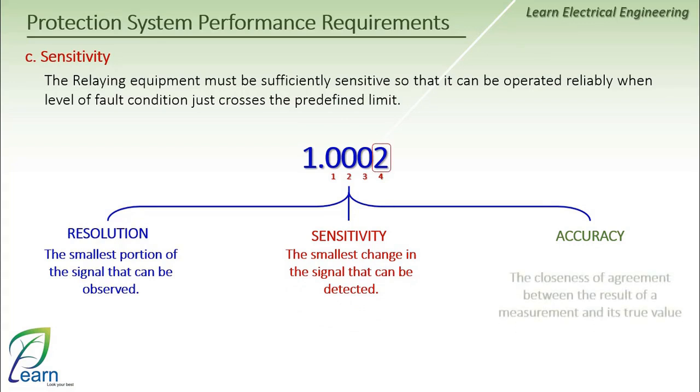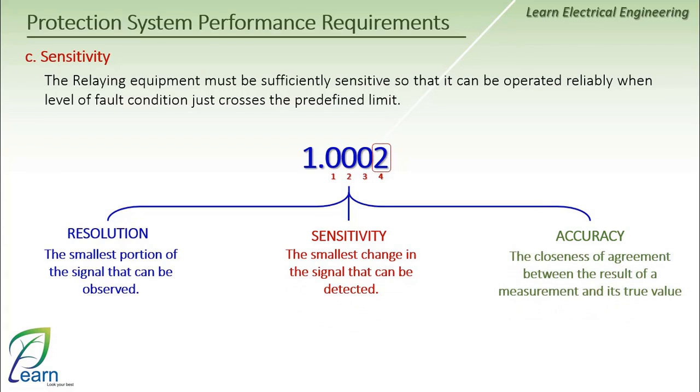As for accuracy, it is the closeness of agreement between the result of measurement and its true value, meaning the closeness of the value you are reading to the true value, exactly like the idea of the error percentage. Therefore, the lower the error percentage, the higher the accuracy. Very nice. Now we want to see together an example of the protection system selectivity.